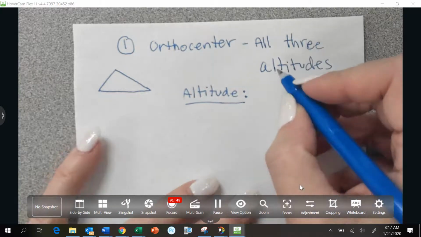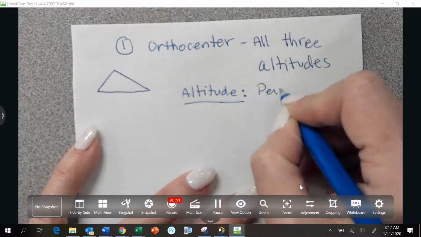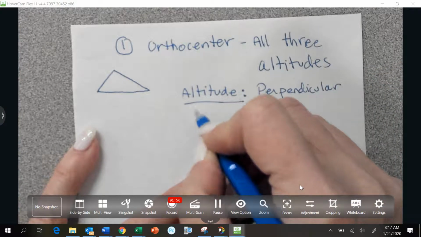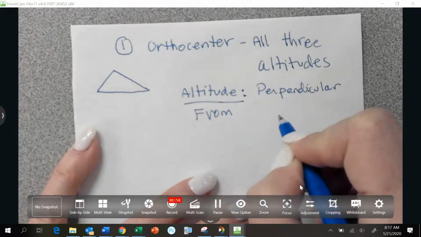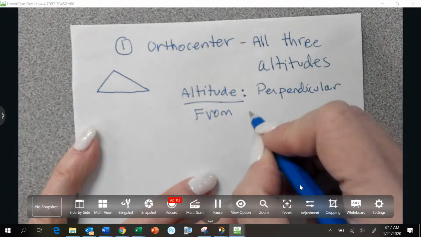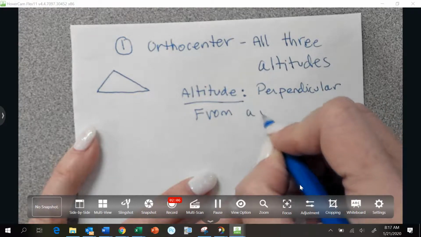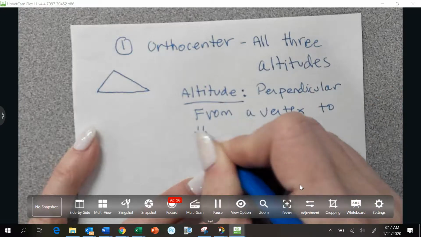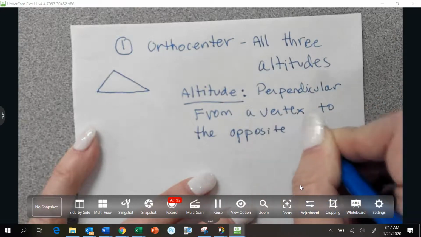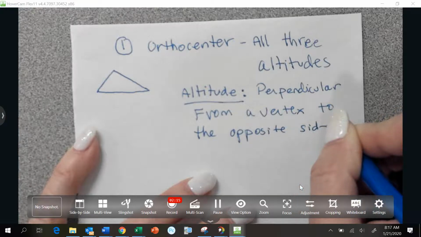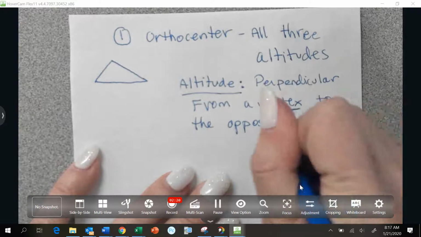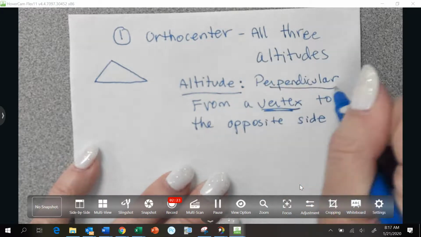Okay, so it's perpendicular. From, yes, it has to make a right angle. From a vertex to the opposite side. So this has to contain a vertex, and this has to contain 90 degrees.